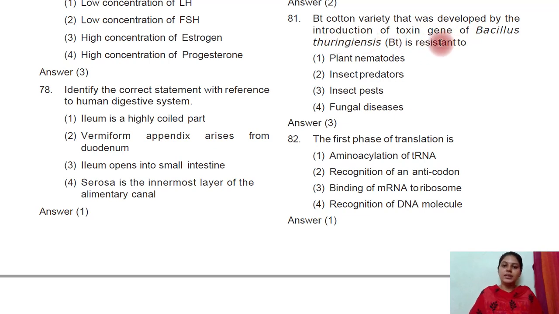Next, Bacillus thuringiensis cotton variety was developed by the induction of this cry gene, and it is for what? What it does is give resistance to insect pests. So that's the right answer. All this is a direct question. BT cotton, BT brinjal are all produced to make them defend against these insect pests.